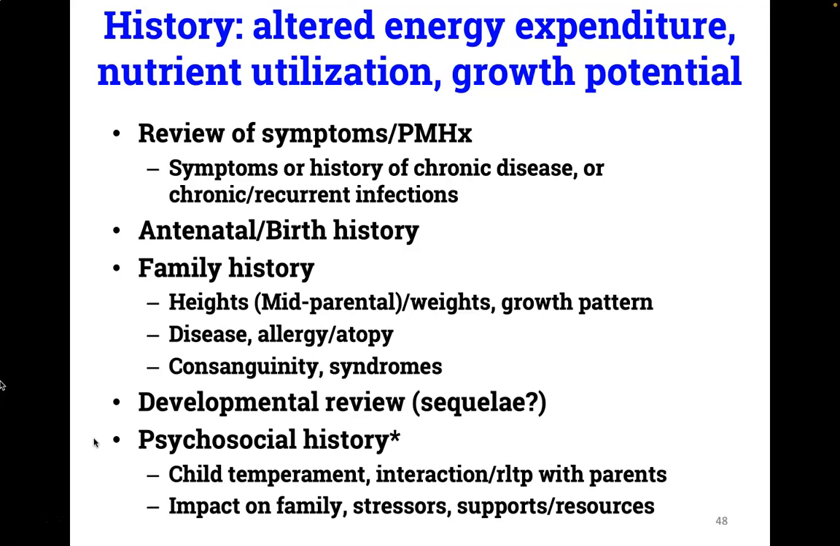Family history, very important, as we already mentioned, to get the heights, in particular, of the first degree relatives, particularly the parents, as well as some of the weights, and then the pubertal onset of the parents as well. And then you're also going to screen, of course, for any pertinent conditions on family history that may explain the altered growth pattern, either due to malnutrition related conditions or due to altered intrinsic growth potential. And then, as we mentioned, the developmental review, and then very important to go through the psychosocial history to get a sense of impact on the family and the child's environment.